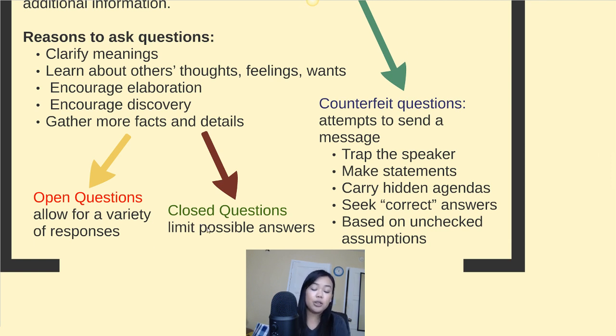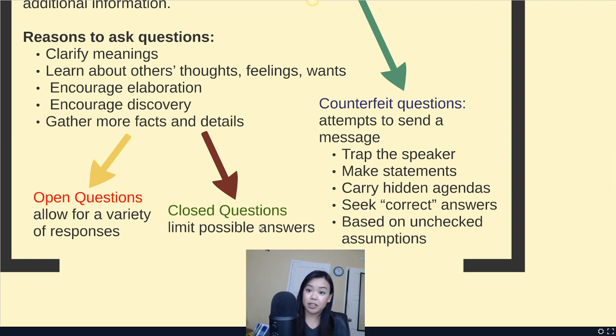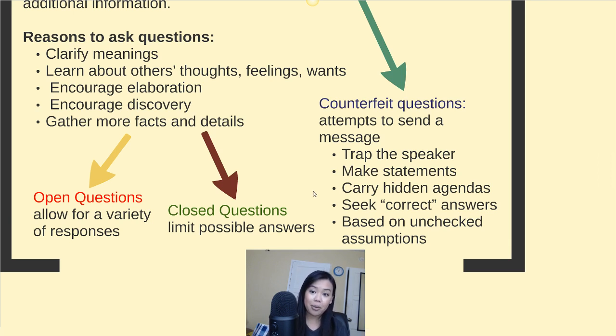Closed questions are usually yes and no. They limit possible answers. So if you want to say something like, do you want to talk about this more? They might say yes or no, right? Or they might not respond at all, which non-verbally might be a no. And so closed questions limit those answers, and those are sometimes helpful for finding out a baseline for how someone's feeling, as well as additional details that you might want to have.